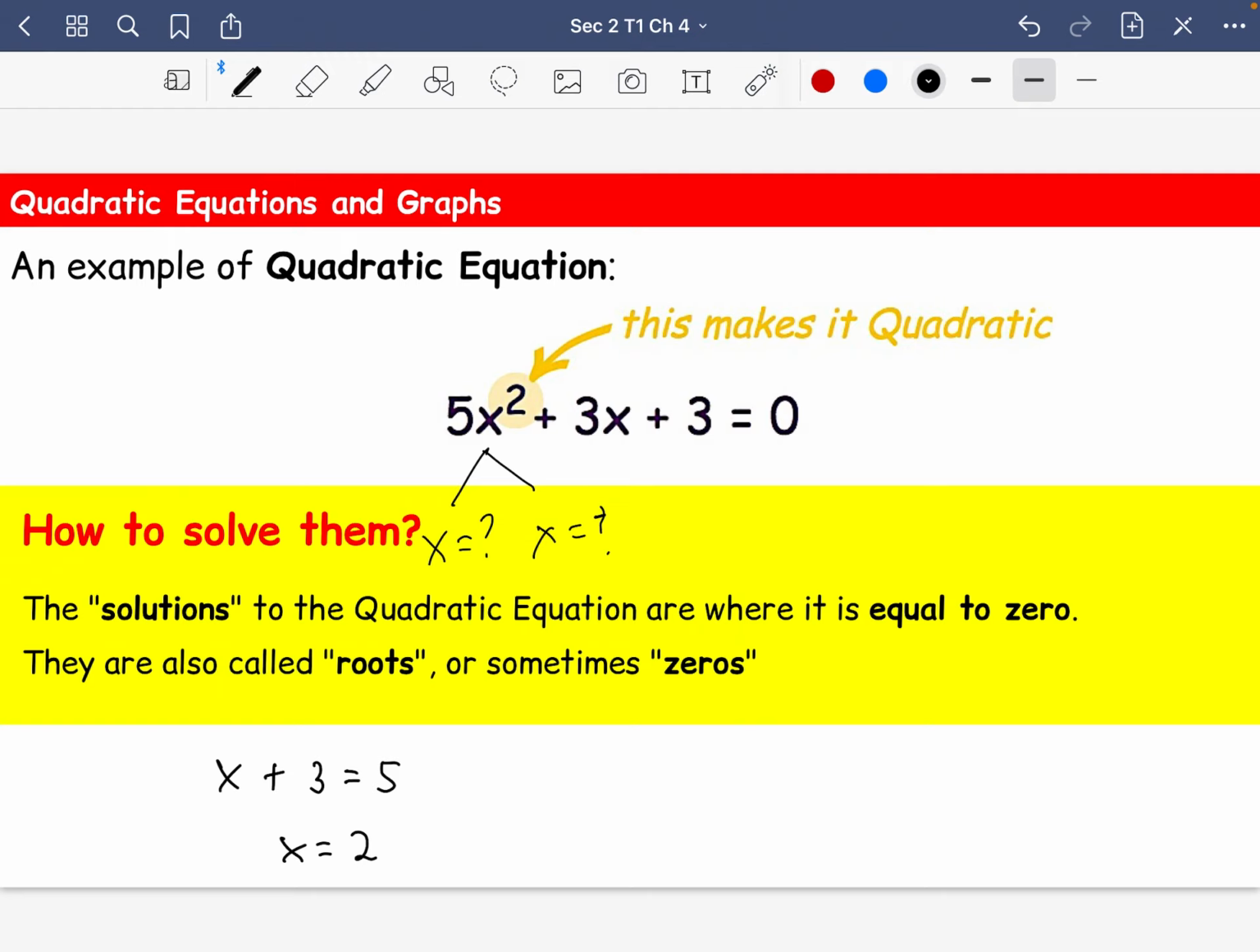Okay, but before we go there, let me share with you some important terms. In some books, they call these answers solutions. In other books, they call them roots.